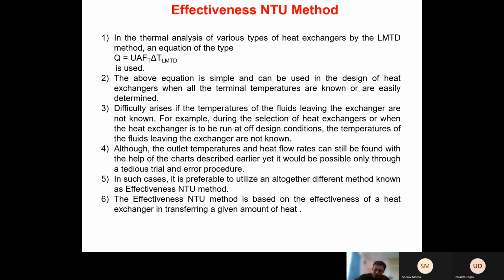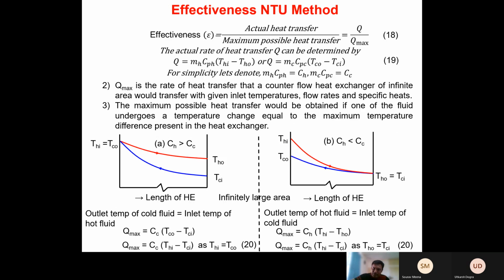Okay, so just bear with me. You will get to know what I'm trying to say here. So how is effectiveness defined? There are several terms we are defining, but I think you will gel with what I am discussing, so just pay some attention here. Effectiveness is defined as the actual heat transfer divided by the maximum possible heat transfer. The actual heat transfer is Q. The maximum heat transfer you will get when you are looking at the maximum temperature difference.